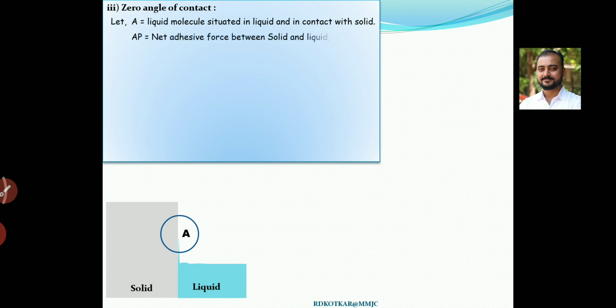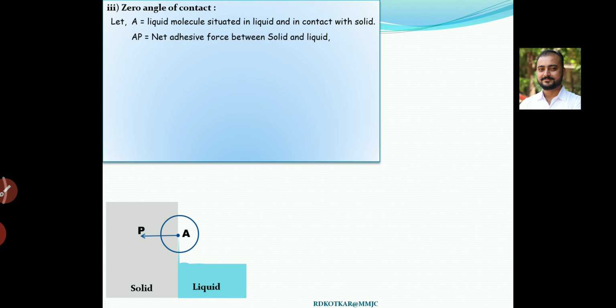Then we consider AP be the net adhesive force between solid and liquid. So it can be shown here. Adhesive force means force of attraction between solid and liquid. And here you can see carefully what you observe. You observe that AP is the force directed inside the solid, which is shown here by arrow.